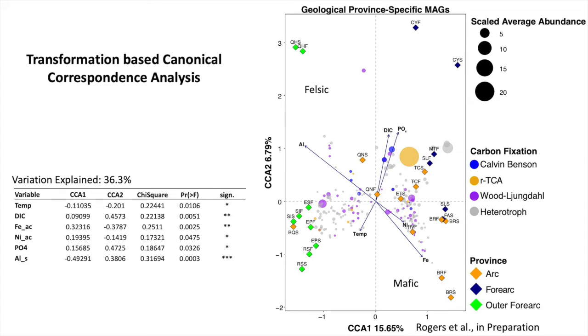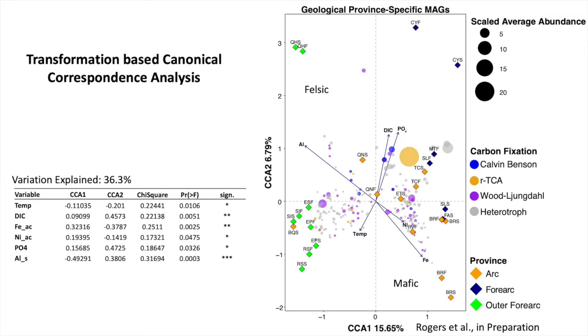The TBCCA revealed that temperature, dissolved inorganic carbon, aqueous iron and nickel, phosphate, and sediment-associated aluminum explain 36% of the variation between these sites. Now you'll notice that the outer forearc sites cluster to the left of this plot. The previous study revealed that the outer forearc fluids are deep fluids that are partially equilibrated with feldspar, a mineral that can contain aluminum phosphate. These fluids also contain the lowest amount of aqueous phosphate. Under these conditions, microbial communities can mobilize phosphorus from feldspar.